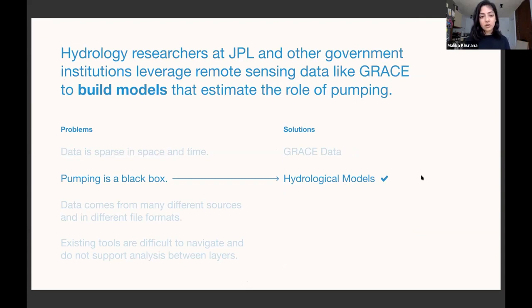There's no way to know how much water is being pumped unless we look at sort of the state after pumping happens. So they're building models based on this GRACE data to actually shed light on that black box and give policymakers a better picture of water use in California.